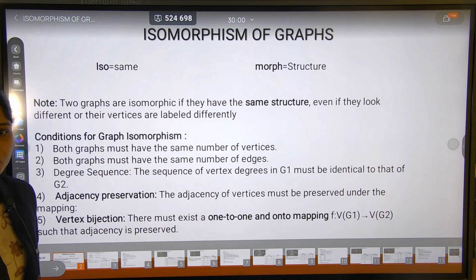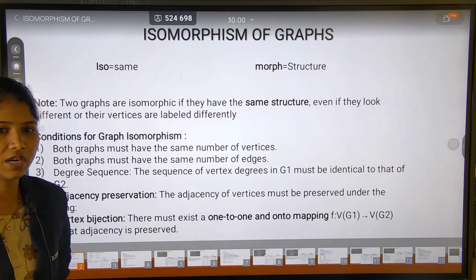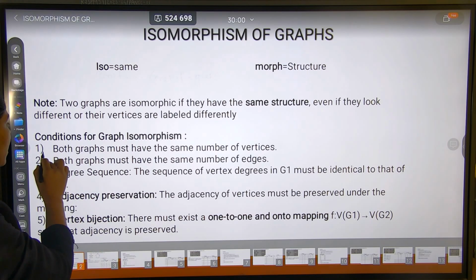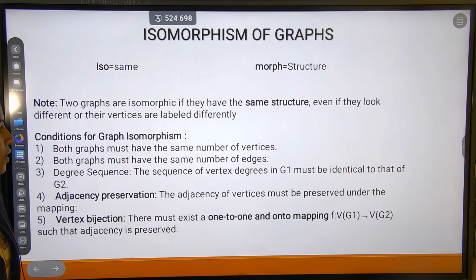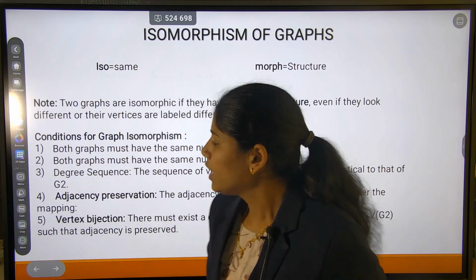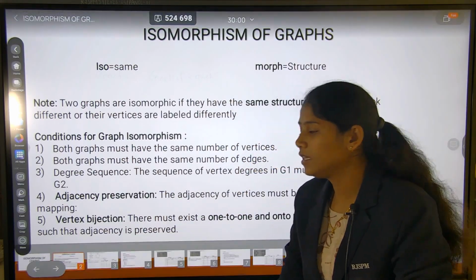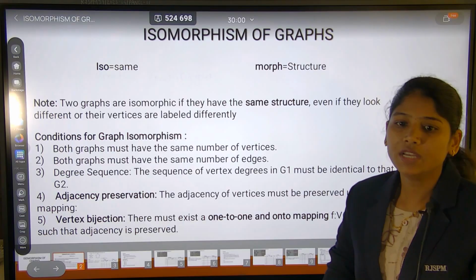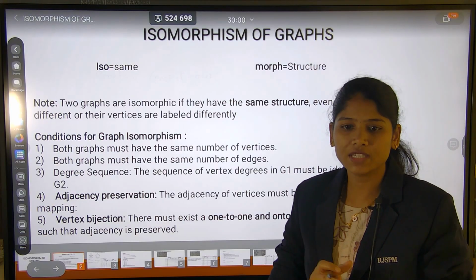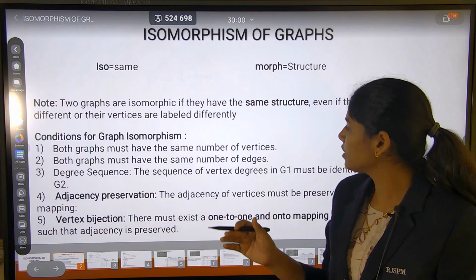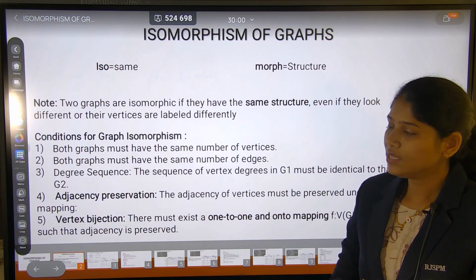There are some conditions to check isomorphism of the graph. First condition is that both graphs must have the same number of vertices. Second condition is that both graphs must have the same number of edges. Third condition is that we have to check the degree sequence. The degree sequence of graph G1 and degree sequence of graph G2 must be the same.